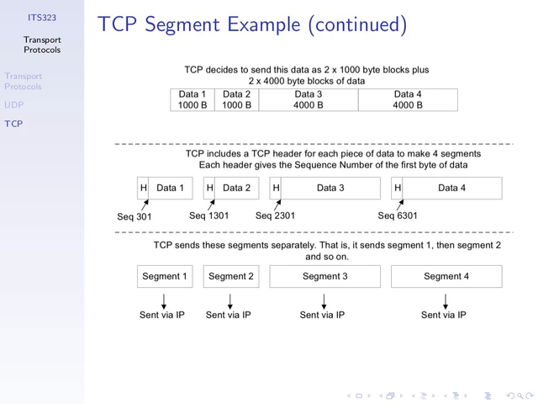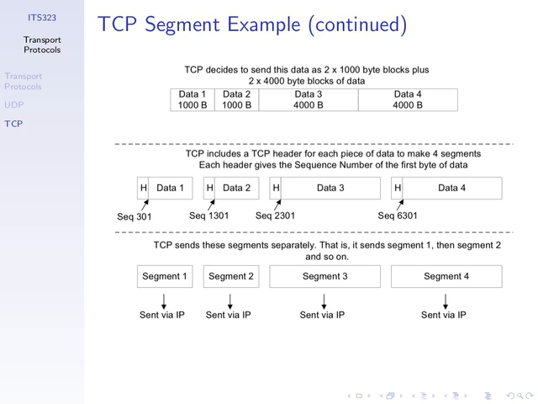The second segment also contains 1,000 bytes. If this was 1,300, then the next byte must be 1,301. And it will go up to 2,300. Therefore, when we attach the header, the value of the sequence number is the value of the sequence number for the first byte in that segment, which is 1,301.